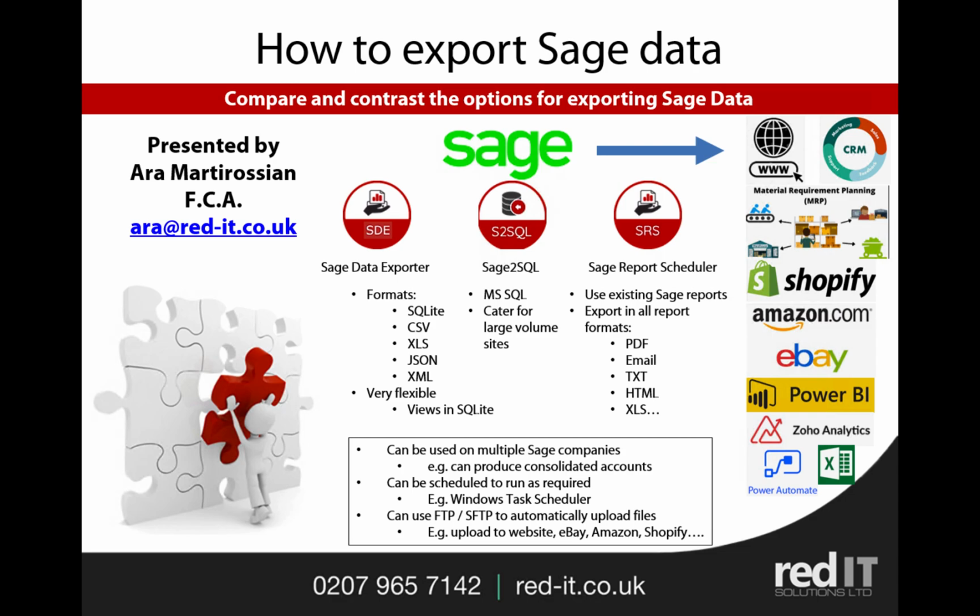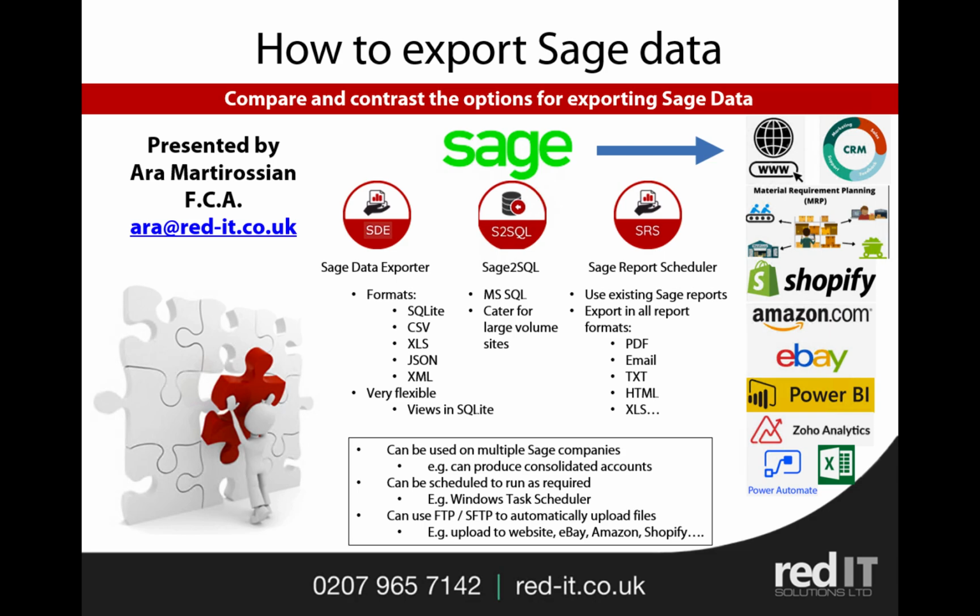So why do you need to export the data in the first place? Well, in this connected world, what you need to do is to be able to integrate your accounting system with other things like your CRM, MRP, but more frequently with your e-commerce platforms like Amazon, Shopify, eBay, and in terms of reporting, the new tools, things like Power BI and Xero Analytics, also need to be fed data from your various different systems. So what's the best way to do this? Well, it's horses for courses, really.